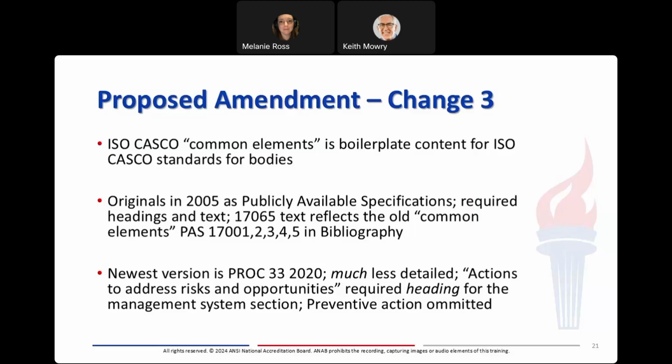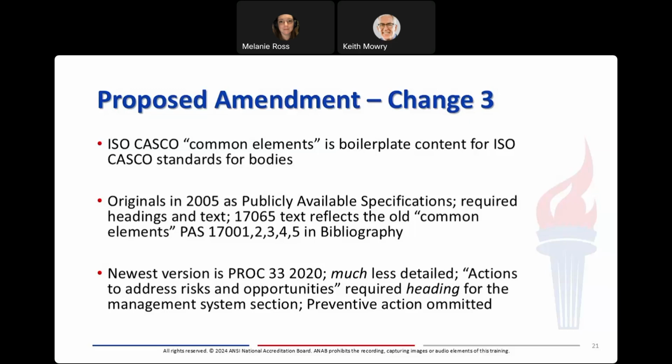a CASCO internal procedure, Procedure 33, or PROC 33, as it's often referred to. And the new version of the common elements are much less detailed. Okay, there's far less detail than the original common elements. And in the current PROC 33 common elements, the title of the clause, Actions to Address Risks and Opportunities, that's the only required thing to be put into each CASCO standard. Just the clause heading, just the name of the heading.